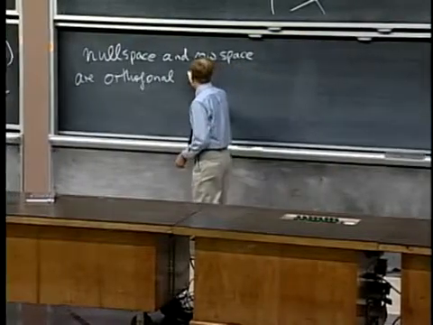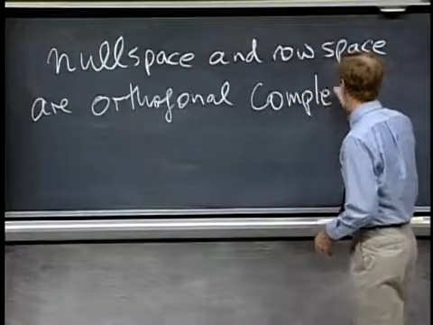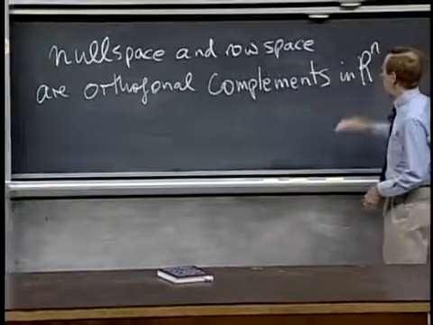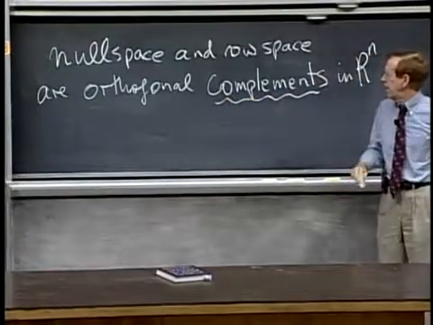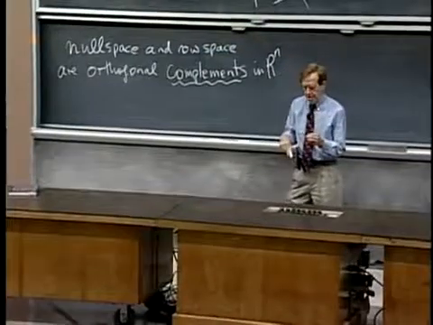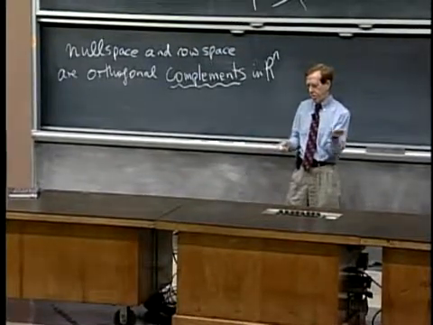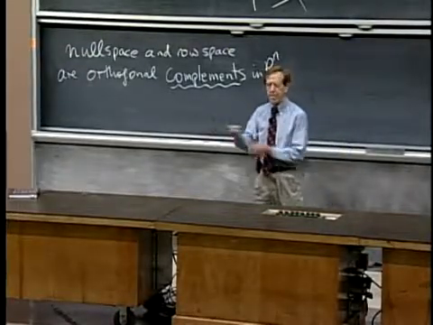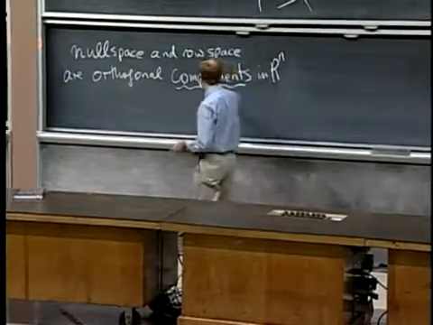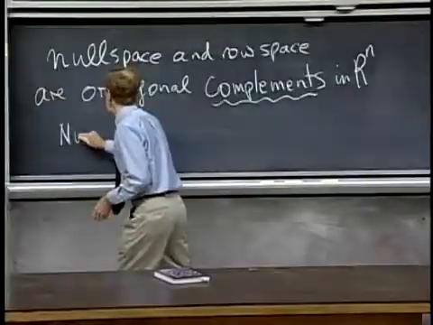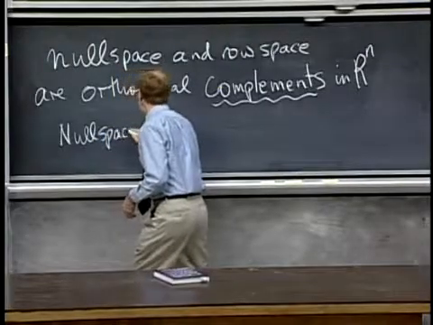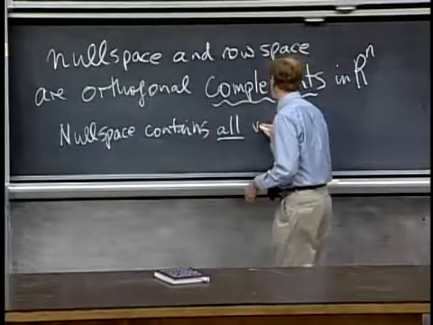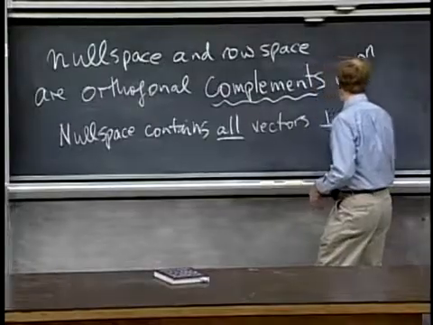So I use the word orthogonal complements in Rn. And the idea of this word complement is that the orthogonal complement of a row space contains not just some vectors that are orthogonal to it, but all. So what does that mean? That means that the null space contains all, not just some, but all vectors that are perpendicular to the row space.